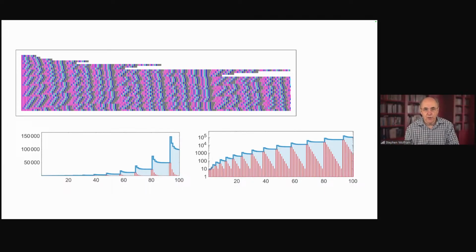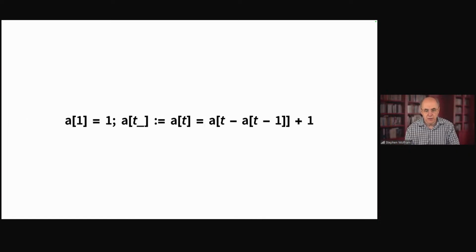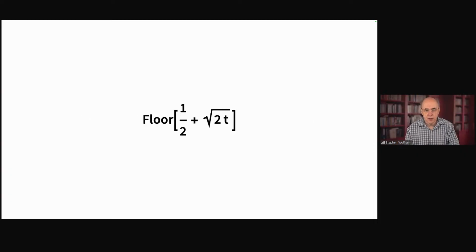To see roughly how these formulas work, we can start with this sequence here, 1, 2, 2, 3, 3, 3, 4, 4, 4, 4, 5, 5, 5, 5, 5, etc. And this sequence turns out to be given by a nestedly recursive sequence. I've studied nestedly recursive functions a lot fairly recently. A of 1 is 1, and A of t is A of t minus 1 plus 1. So the t-th term of this nested recurrence is floor of a half plus square root of 2t.